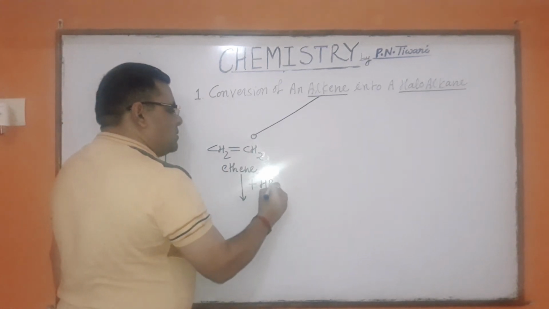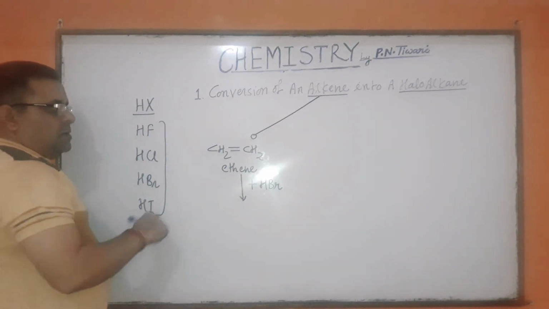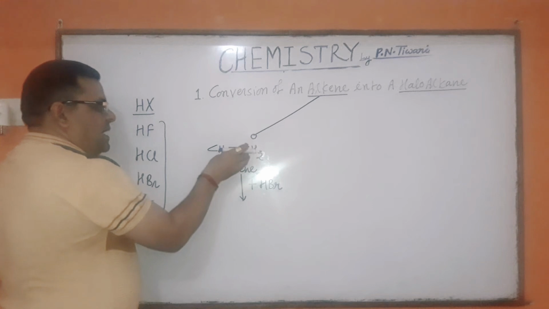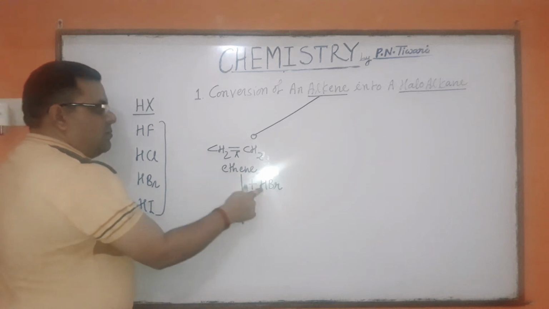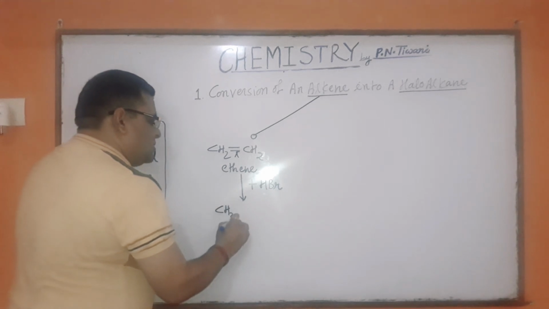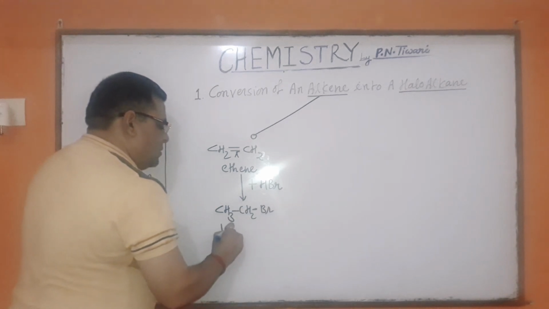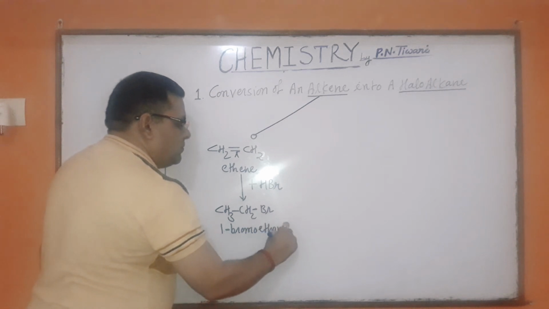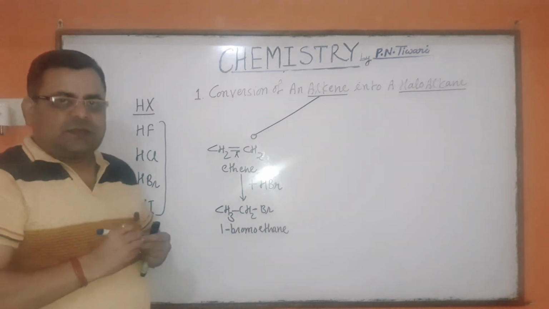Suppose we use HBr in this conversion, and we want to convert ethene into 1-bromoethane. Then it can be done by the reaction of ethene with HBr. If HBr is added to CH2=CH2, then by the fission of this pi bond, one carbon combines with hydrogen and one carbon combines with bromine to give CH3CH2Br. So what is the IUPAC name of this haloalkane? In IUPAC it is called 1-bromoethane, or simply bromoethane. So ethene can be converted into 1-bromoethane simply by its reaction with HBr.